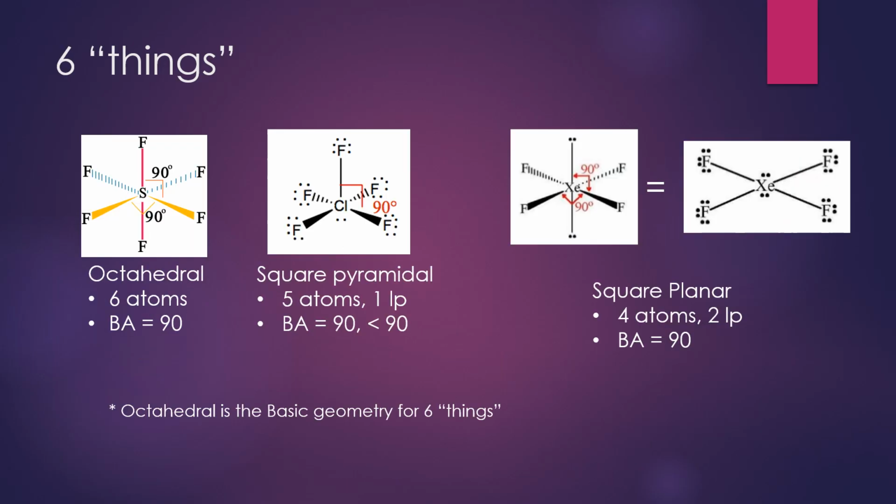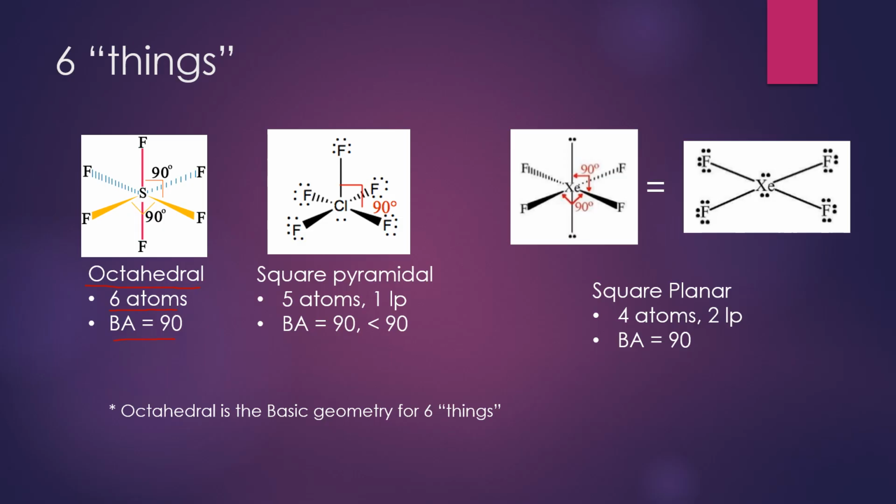The last category we're going to look at are when there are 6 things around the central atom. So the basic structure for this would be the octahedral shape. The octahedral shape is formed when the 6 things that are around the central atom are all atoms, so no lone pairs on the central atom. This makes the bond angles 90 degrees all around.